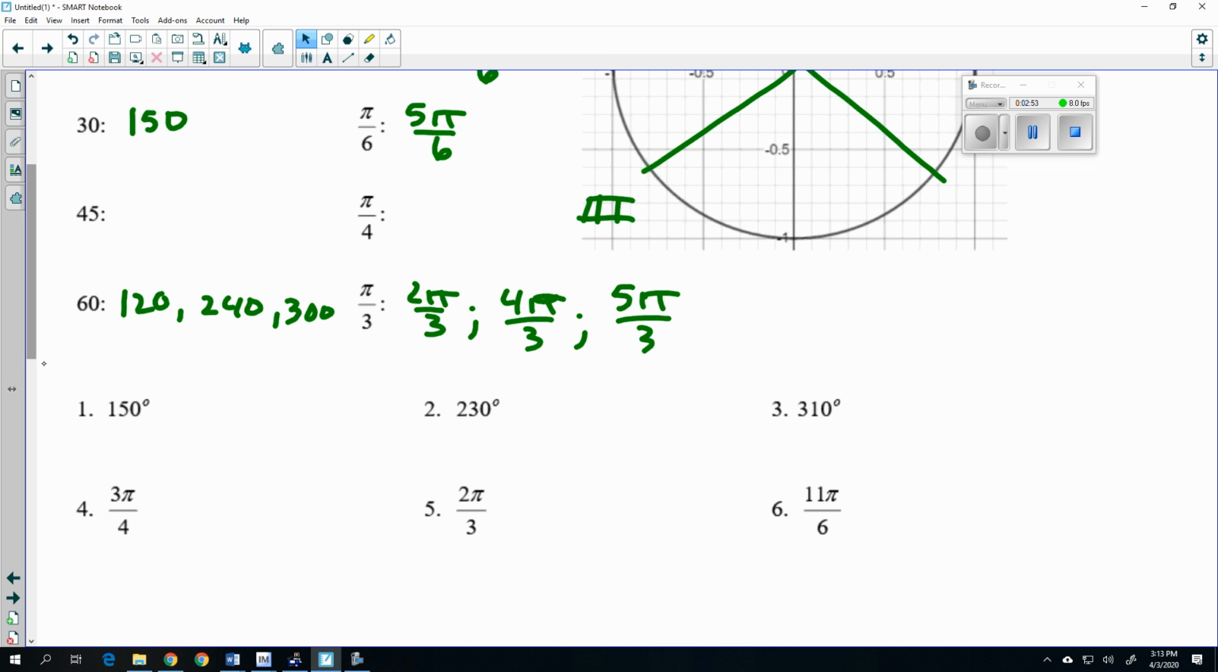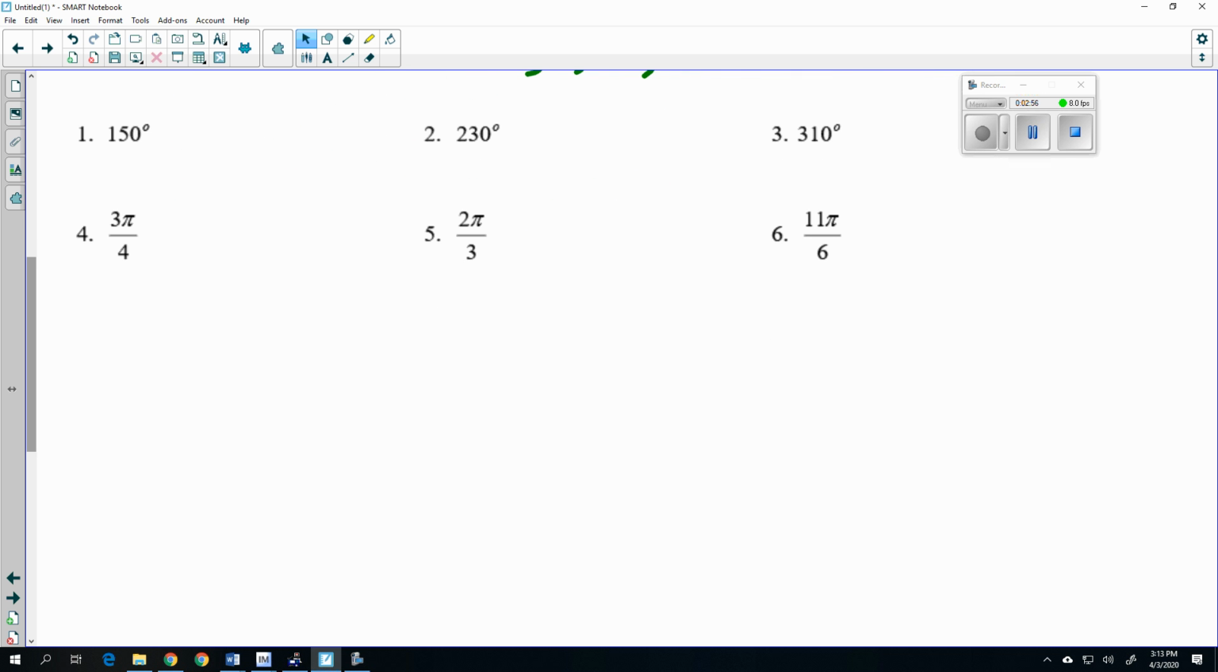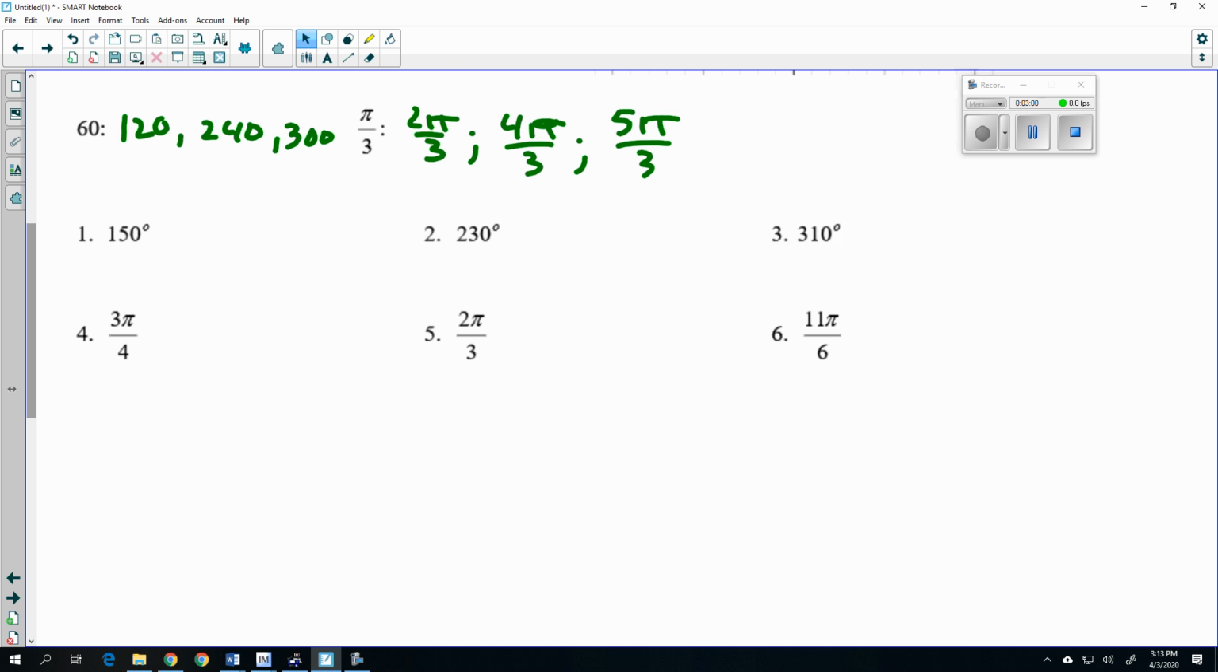So if I want 150, I need to know the angle it came from in quadrant 1. So what I'm looking for is how much did I back up to get me into quadrant 2, and I backed up 30 degrees. So 30 degrees is the reference. If I know 30, then I know the 150.